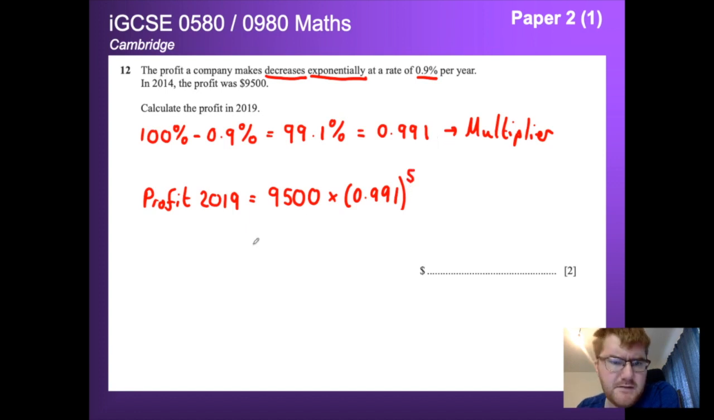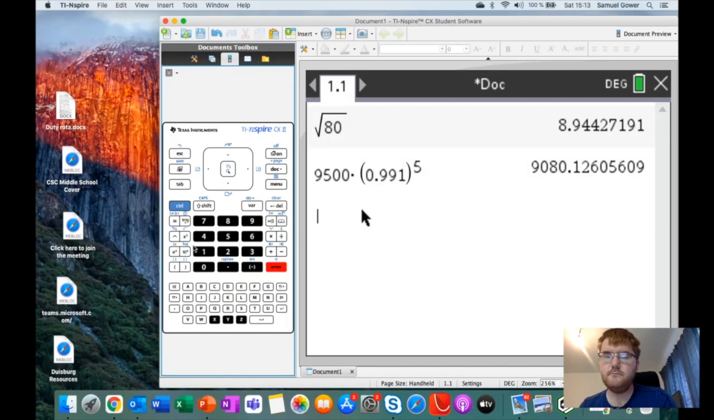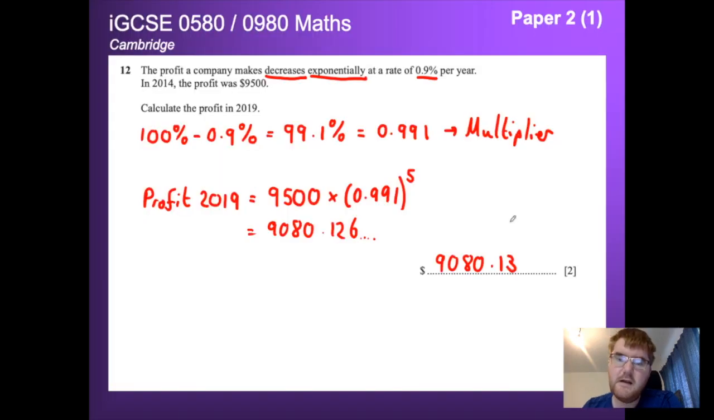We pop this into our calculator and see what we get. We get our answer of 9,080.60126, which we're going to round to the nearest cent. So let's go back and pop it in, and that's our final answer. Just make sure that you put any money calculations in dollars and cents, the correct way.